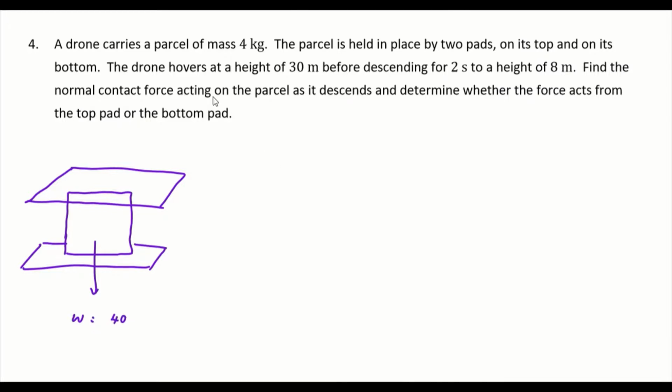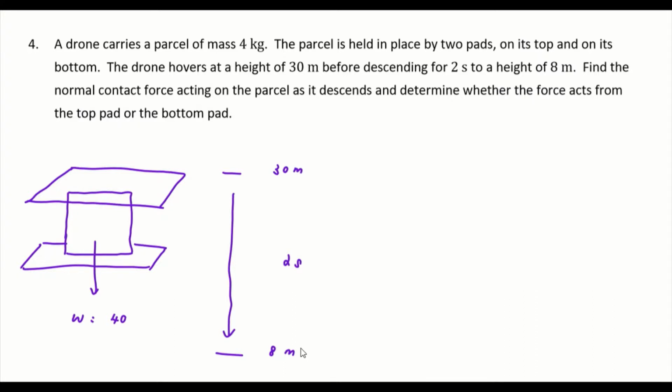Okay, so the drone hovers at a height of 30 meters, which means the parcel is now here, maybe 30 meters, before descending for 2 seconds. So it's going down. Sorry, let me redraw it again. It's descending for 2 seconds, until the height of 8 meters. So find the normal contact force that is acting on the parcel. Determine whether the force is from the top pad or the bottom pad.